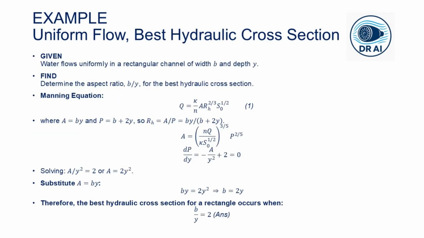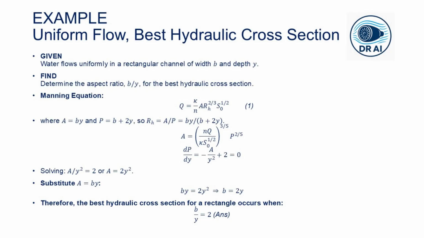Finally, let us talk about optimization. If you are designing a channel, and you want to move a given flow rate Q with a given slope S naught and a given lining material, specified by the value of n, you still have a choice. What shape should the channel be? A wide and shallow one, or a deep and narrow one? These three questions are of paramount importance.